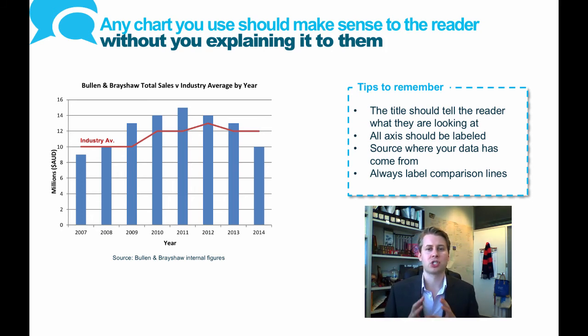So a big one here is charts. This is where a lot of people fall down. The title of the chart needs to explain to the reader what they're looking at. All axes should be labelled so they understand what they're seeing here, including whether it's Australian dollars, US dollars, China yuan, etc. And always label your comparison lines and where you're getting your data from.